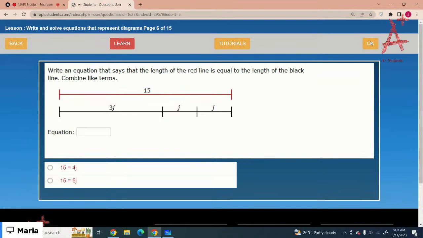So they have the same variable. They are like terms. Just collect the like terms. So it would be 3, 4 and 5. So it would be 5j. Got it? So 15 equals 5j. So just select the correct option and then click on the OK button. 15 equals 5j is the correct option.